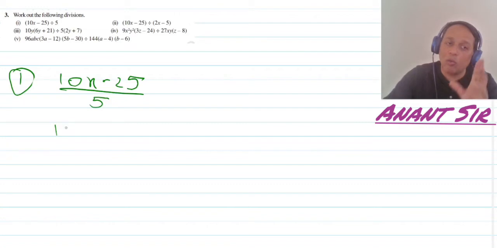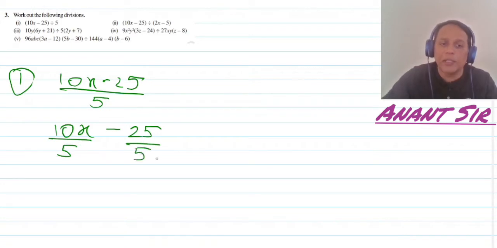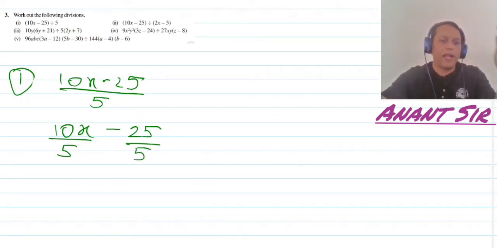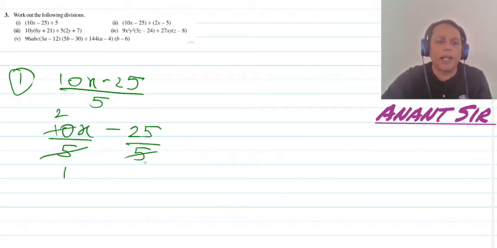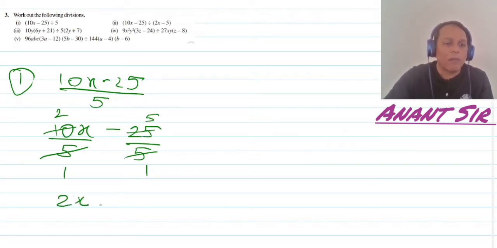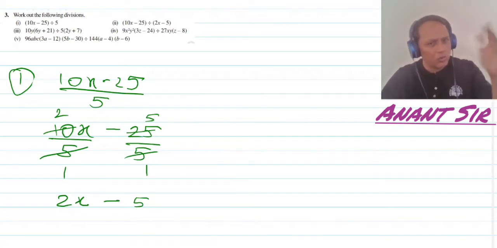So now what you do, I'm going to tell you two methods. Okay, you just separate the numerators. 10x by 5, 25 by 5. Now you can divide, simplify. 5 ones are 5, 5 2s are 10, 5 ones are 5, 5 5s are 25. So what remains is 2x minus 5. The denominator was only 1, so I have not written that.